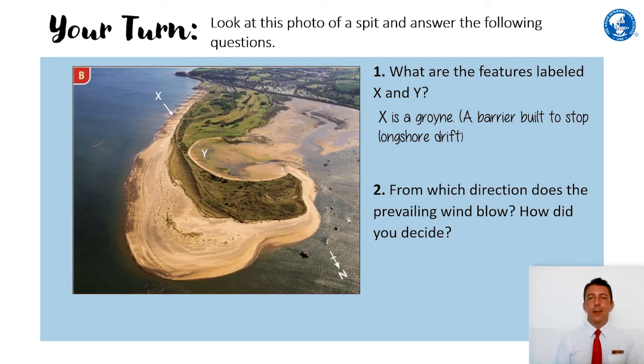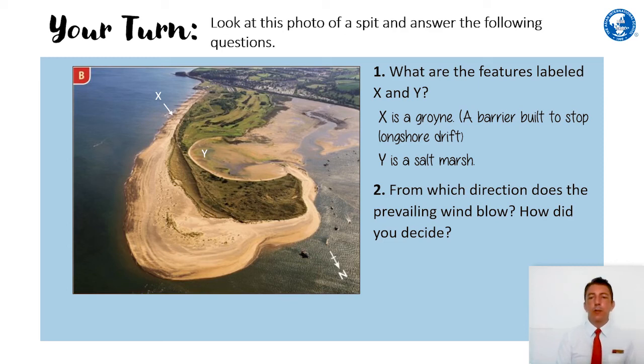So X is a groin. We looked at groins a couple of weeks ago. They are barriers built to stop longshore drift. And Y is a salt marsh. So behind the spit, it's very sheltered. So there's a lot of deposition here. Sediment builds up, grass will start to grow in the mud, and this creates the marsh.